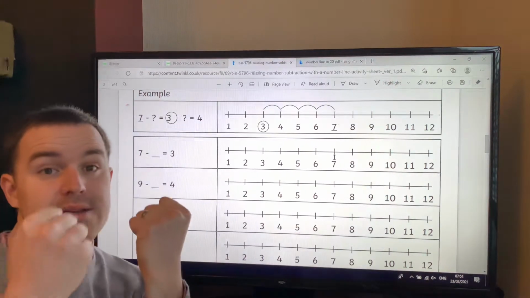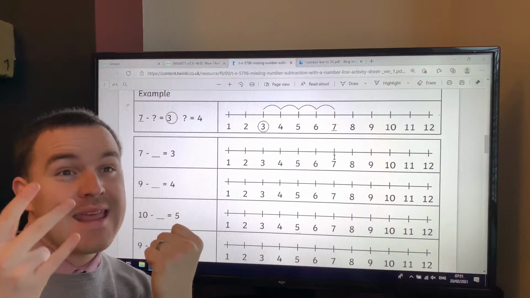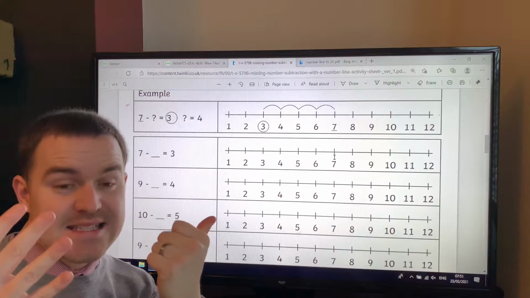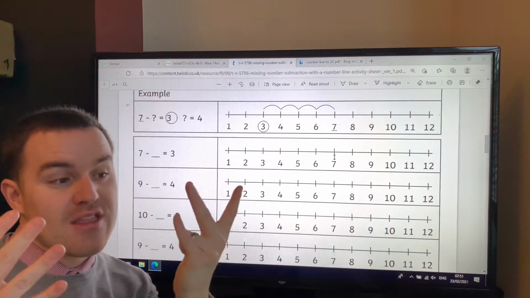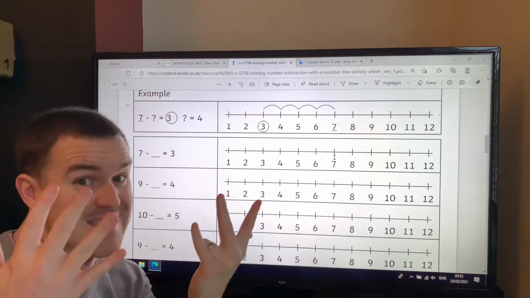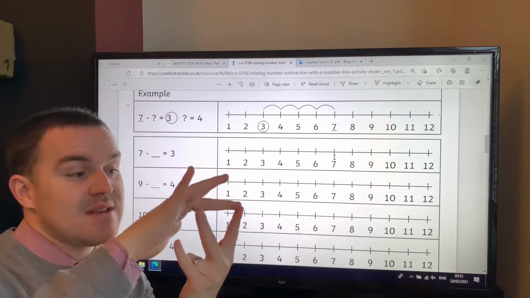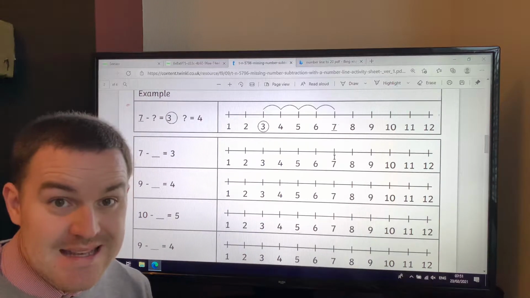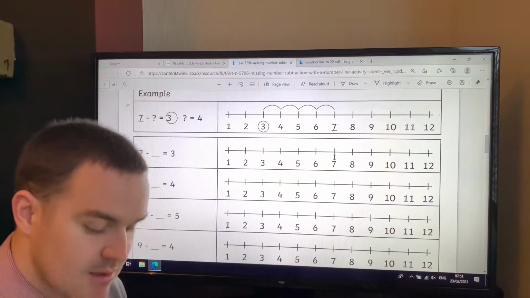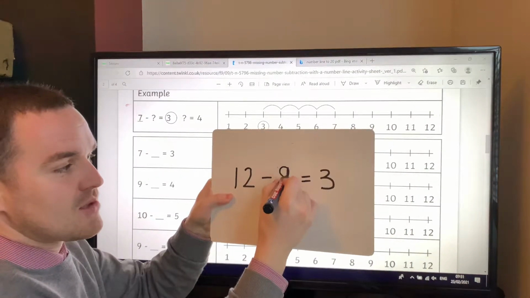So 12, I'm counting backwards, remember, 11, 10, 9, 8, 7, 6, 5, 4, 3. And that's where I'm stopping because that was my answer. So 12 took away this many, took me to 3. How many have I got? Well, I've got 5, 6, 7, 8, 9. 12 take away 9 equals 3. So I'll rub this out because it took me 9. I had to put 9 fingers up as I counted backwards, okay?